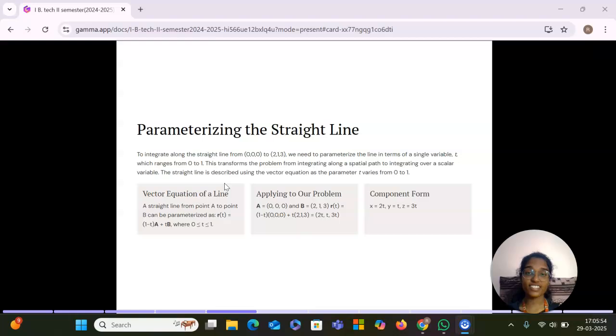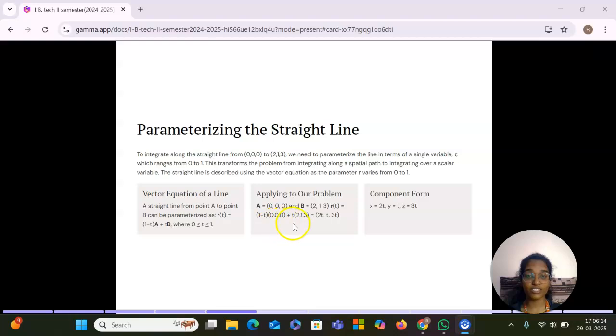The straight line is described using the vector equation as the parameter t varies from 0 to 1. The vector equation of the straight line is r(t) equals (1 minus t) a plus t b. Applying this to our problem, a is the point (0,0,0) and b is (2,1,3). Now we are applying this formula.